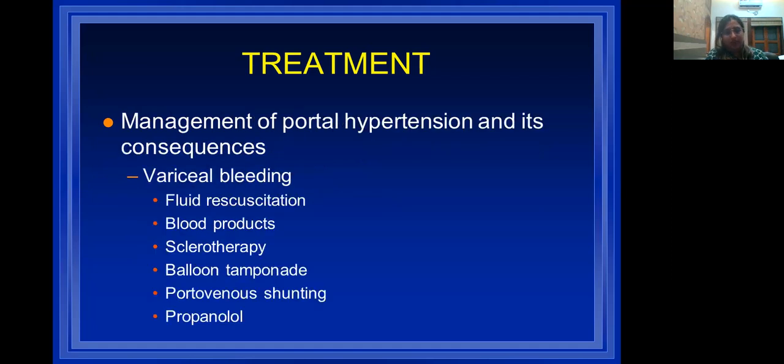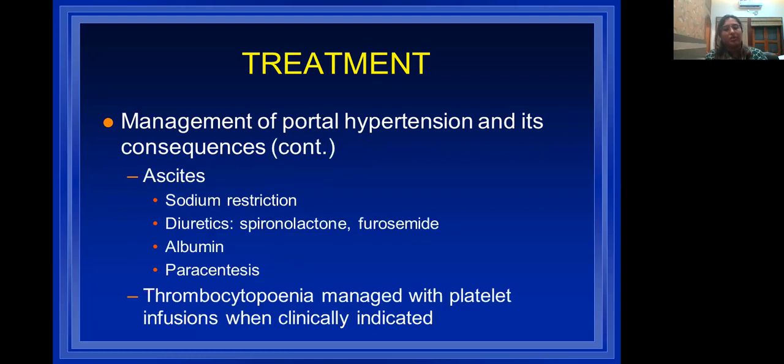For portal hypertension, we have dealt with this in detail in another class as well, but portal hypertension and its consequences can be variceal bleeding. For that, we have to do sclerotherapy, endoscopic banding, balloon tamponade, shunts, propranolol, octreotide. Then for ascites, we have to do sodium restriction and diuretics like spironolactone, potassium sparing, or furosemide, albumin, and paracentesis. Thrombocytopenia is managed with platelet infusions when clinically indicated.